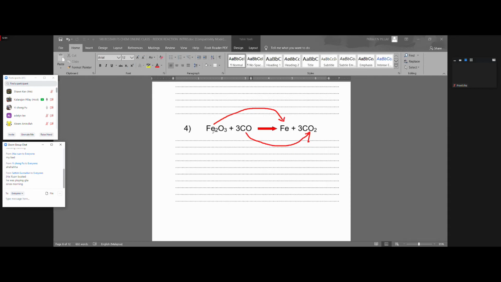This one, you're losing oxygen, correct? So this is reduction. This one, from CO becomes CO2, you gain oxygen. So this is oxidation. So now it involves oxidation and reduction.